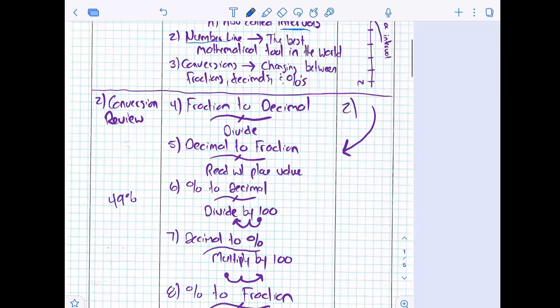Okay, really quick. Fraction to decimal, what do you do? Divide. Try that again. I need you to be fast. Fraction to decimal, what do you do? Divide.